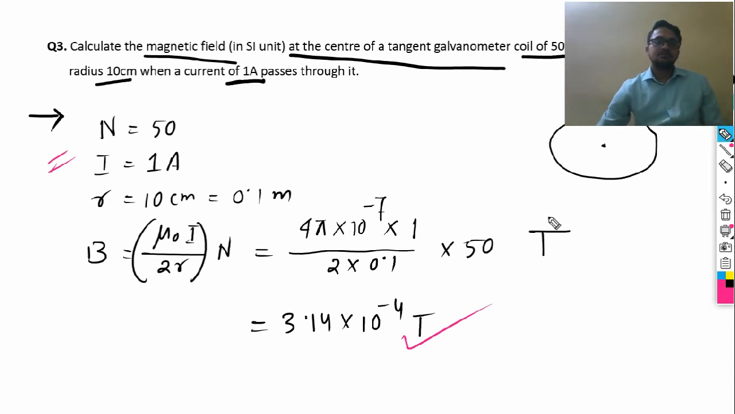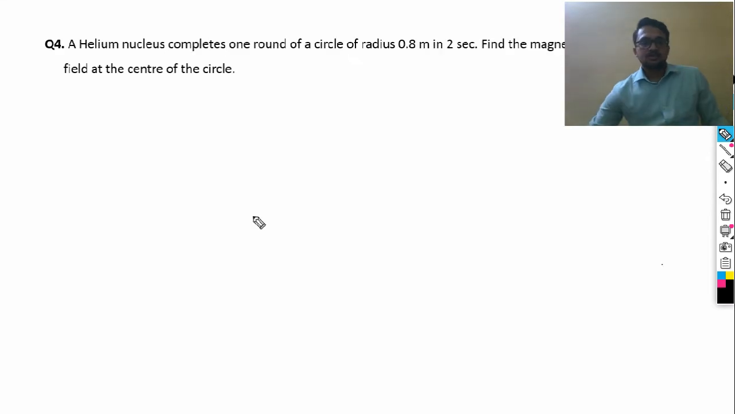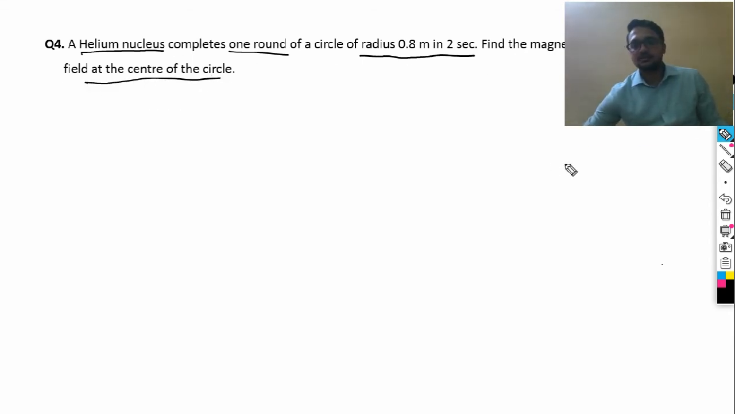Okay. Now come to the fourth question. So students, this is our fourth question. Here it is given that a helium nucleus completes one round in a circle of radius 0.8 meter in 2 seconds. Find the magnetic field at the center of the circle. Again, center of a circle, but here the question is a little bit different. At the end we have to use the same formula, because we have to find the magnetic field at the center of a circle.